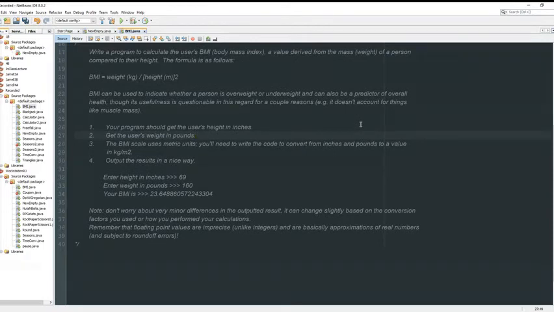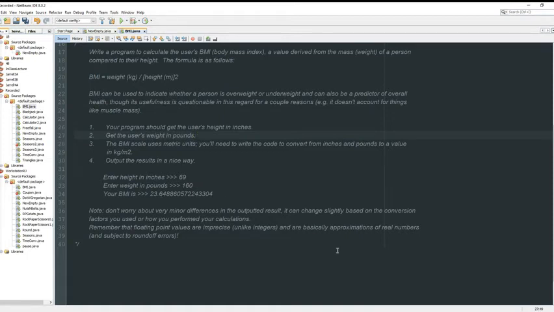BMI can be used to indicate whether a person is overweight or underweight and can be a predictor of overall health, though its usefulness is questionable in that regard for a couple of reasons, and it doesn't account for things like muscle mass. Your program should ask the user's height in inches, get the user's weight in pounds, use the BMI scale to convert our units, and then we'll output. So someone that's 69 inches and weighs 160 pounds has a BMI of 23.648.